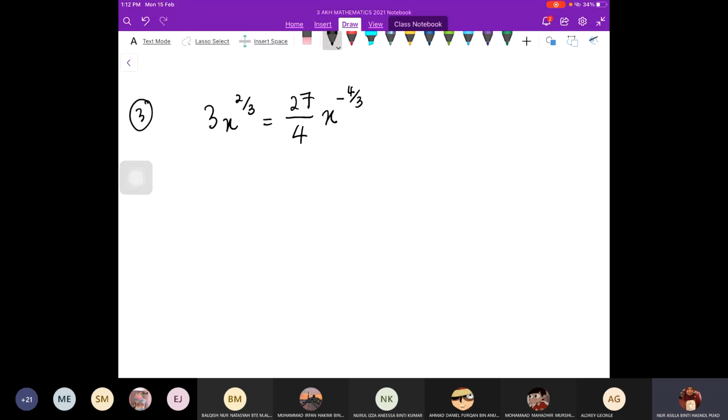Okay, so saya susun. Sekarang saya ada denominator 4. So, I multiply by 4. Okay. So, dia akan jadi 3 times 4. X to the power of 2 over 3. So, sebelah kanan dia akan simplify. So, equals to 77. X to the power of negative 4 over 3. So, jadi macam itulah.